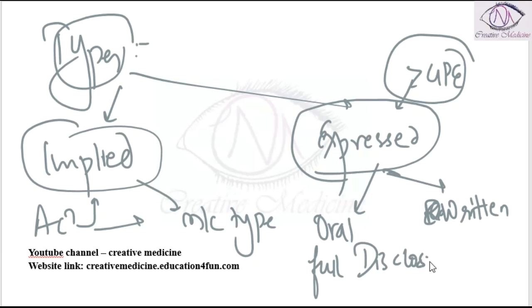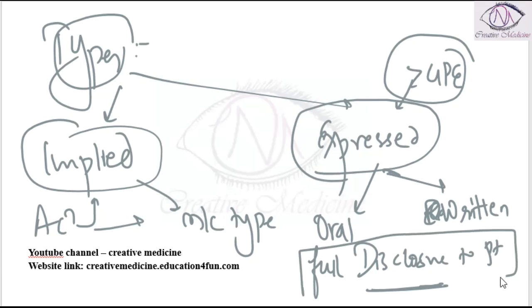Full disclosure. In full disclosure, each and every aspect of the disease and treatment plan has to be disclosed to the patient. And the patient should have to say yes to the treatment. And the patient has a say in the treatment.